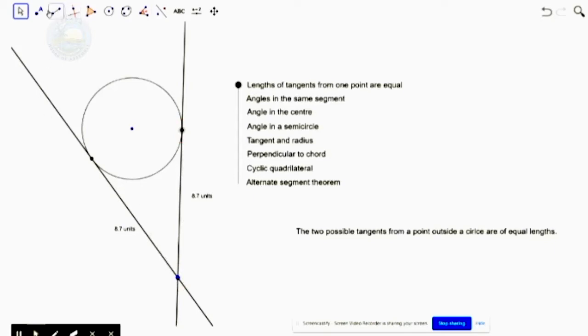Now, if we wanted to join these two points of tangency, then from here to here to here, we have a triangle being formed. But not just any type of triangle. We have an isosceles triangle, which will then mean that the angle here will be equal to the angle here.